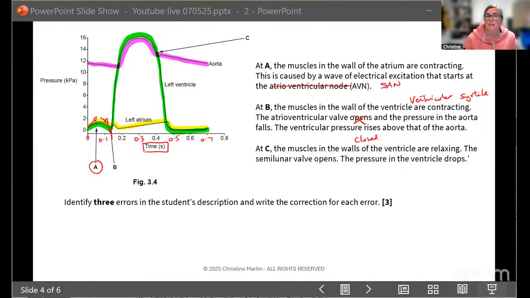The pressure in the aorta is an interesting one as well, because this says the pressure in the aorta falls. Well, if we look at the green going up, up, up, and then look at the pink, you can see the pink/purple also increases. So that's another incorrect statement they've made here. It doesn't fall, it rises along with the ventricular pressure. However, it is lower than the ventricular pressure.